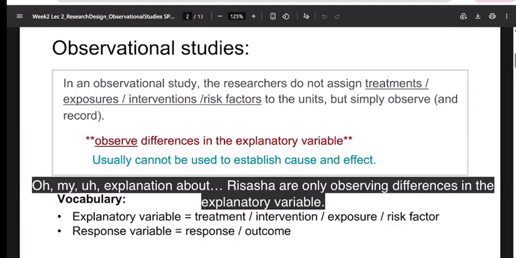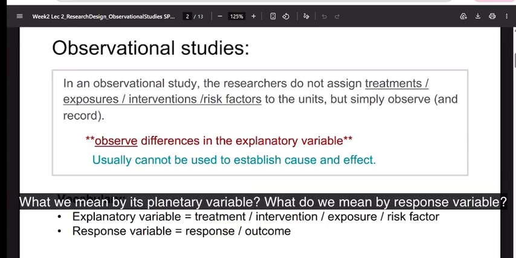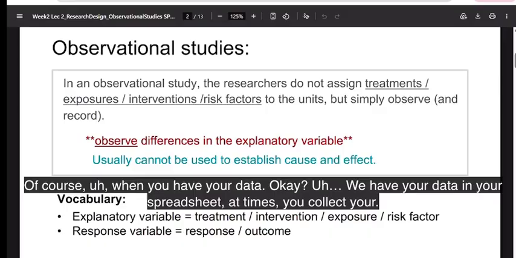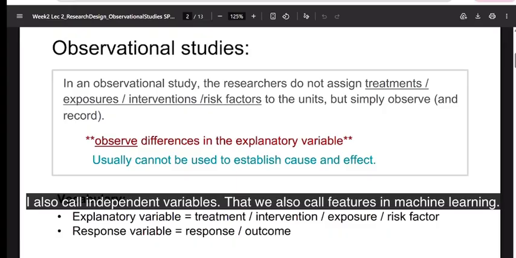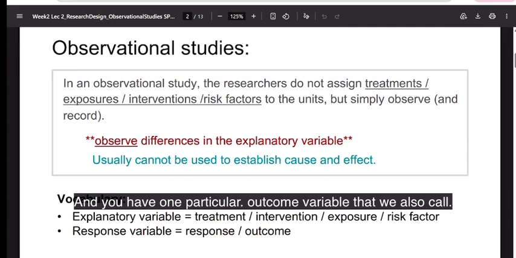So for you to follow my explanation about researchers only observing differences in the explanatory variable, what do we mean by explanatory variable? What do we mean by response variable? Of course, when you have your data in a spreadsheet, at times you collect your data over variables. One of the variables could be explanatory, the other could be response. You could have many explanatory variables that I also call independent variables, that we also call features in machine learning. And you have one particular outcome variable that we also call response variable.